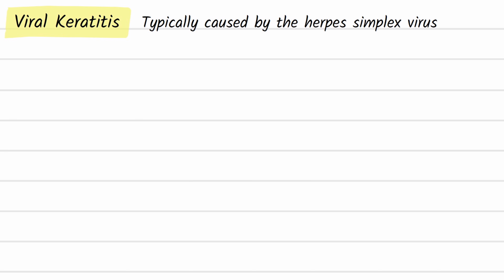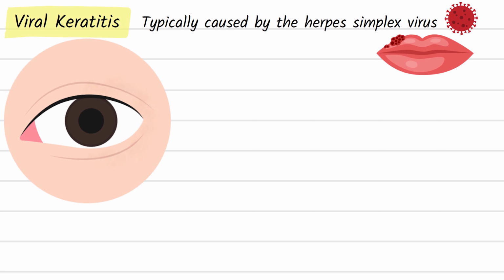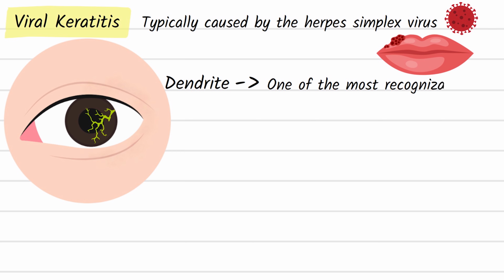Next, we have viral keratitis, which is typically caused by the herpes simplex virus. Yes, the same virus that causes cold sores on your lips can also infect your cornea. When the virus infects your cornea, it creates a unique branching pattern that looks like a tree branch. Eye doctors actually call this a dendrite, and it is one of the most recognizable signs of viral keratitis.